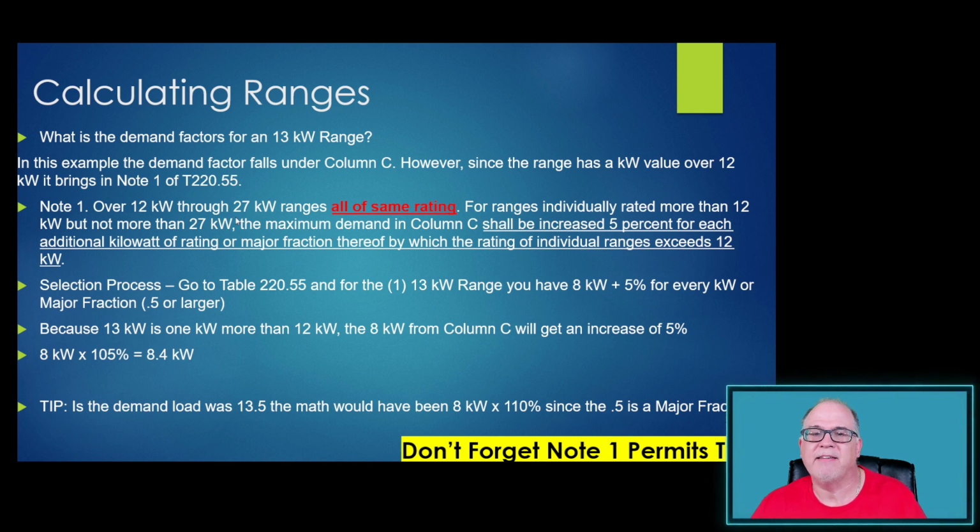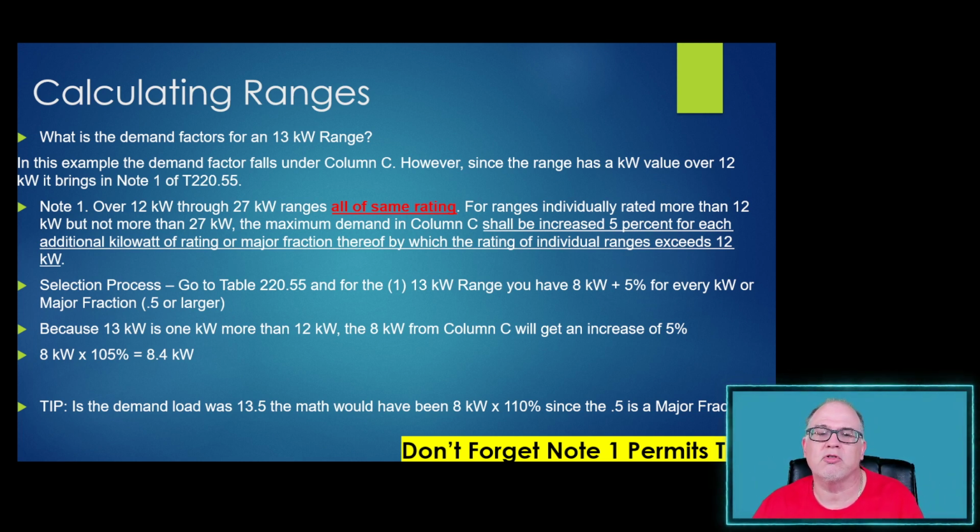All right, now, it tells us the maximum demand in column C, and I'll remind you for one range in column C is 8 kW, okay, one range. It says, shall be increased 5%. So that means that 8 kW has got to be increased 5% for each additional kilowatt of rating or major fraction thereof by which the rating of individual ranges exceeds 12 kW. Okay, sounds confusing, doesn't it? It's not. Trust me, it's not.